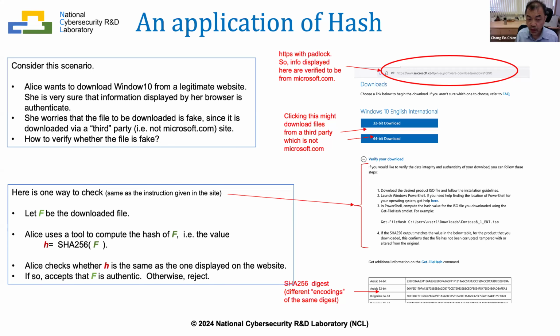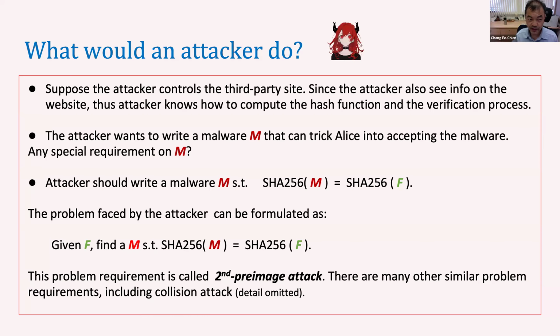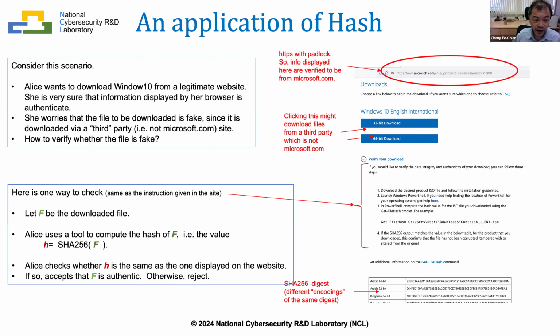And now let's think, suppose we are the attacker. What would the attacker do? Let's put ourselves in the shoes of the attacker. We control, or somehow can influence, the file F downloaded by Alice. We are a third party. We want to give Alice a malware, and we know that Alice is going to carry out this verification step. This information on the website is public, so we are very sure Alice is going to carry out this step. So what would we do?